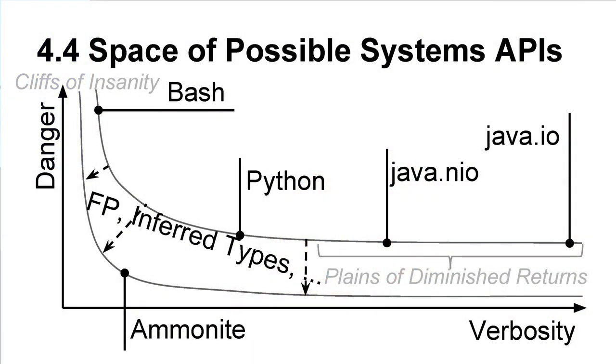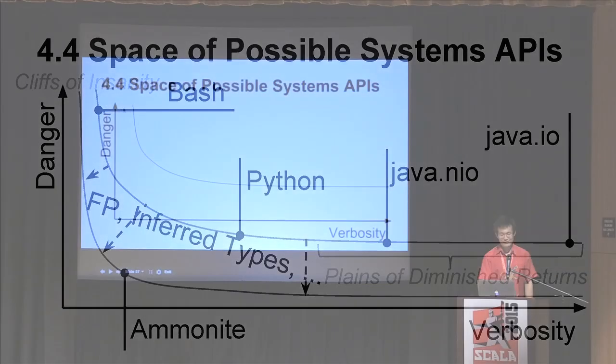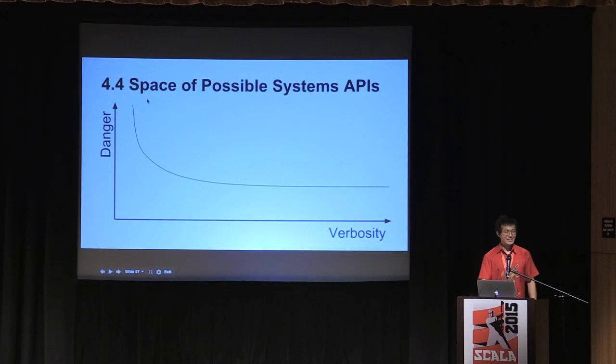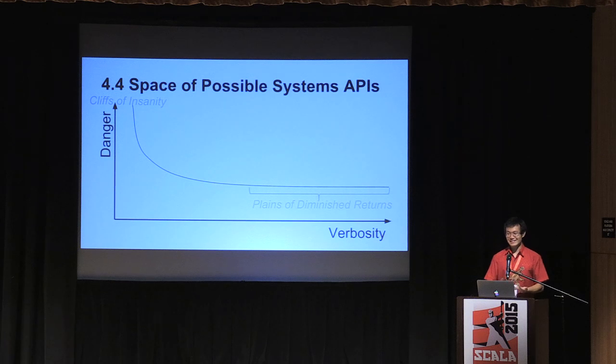If you look at the space of possible system APIs, you always have this trade-off between danger on one side and verbosity on the other side. And in both cases, you probably have asymptotes. So no matter how verbose you get, you're not going to lose all the danger. And similarly, no matter how dangerous you're willing to go, you're still going to need to type something to get the computer to do what you want. So there are asymptotes here. It doesn't go to 0 on either end, both vertical and horizontal.